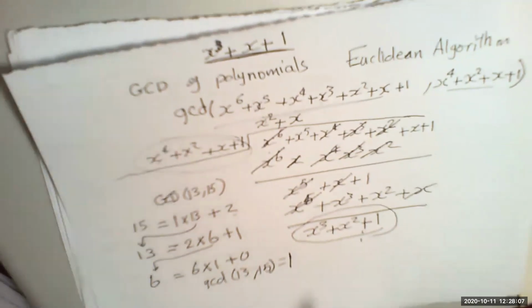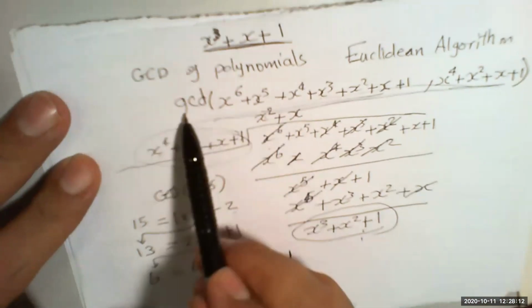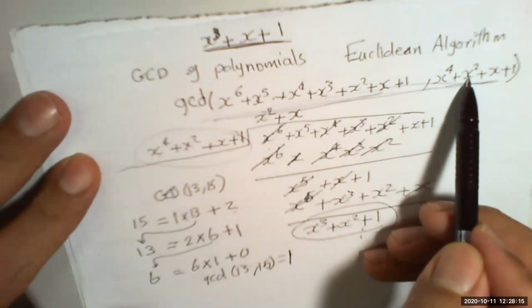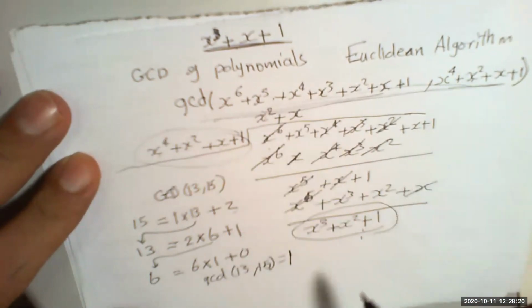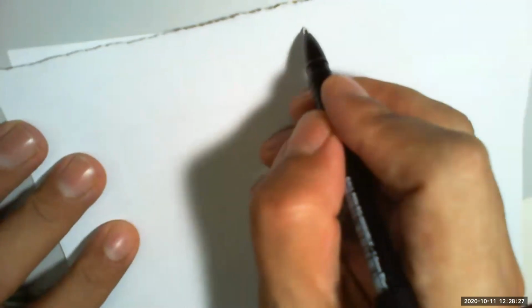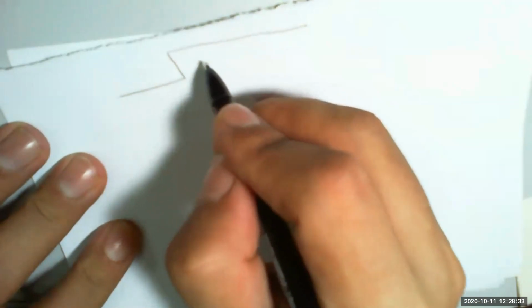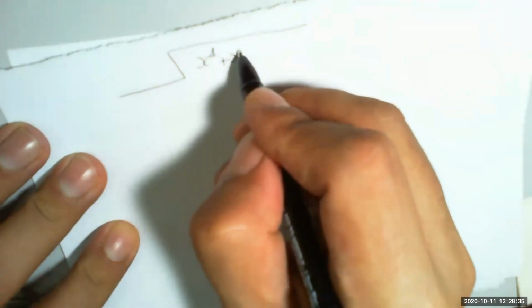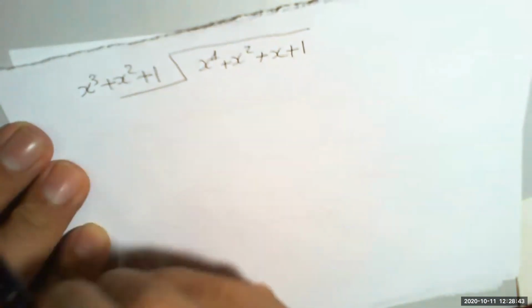But what about this polynomial? I didn't answer this question yet. The greatest common divisor of this polynomial and that polynomial: I only did the division, that by that. The remainder is here. I take this remainder and make another division. So x^4 + x^2 + x + 1, I divide it by the remainder here, x^3 + x^2 + 1.